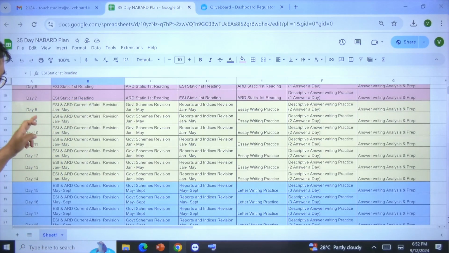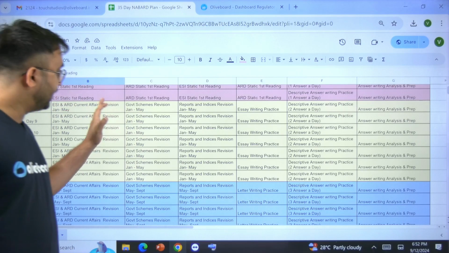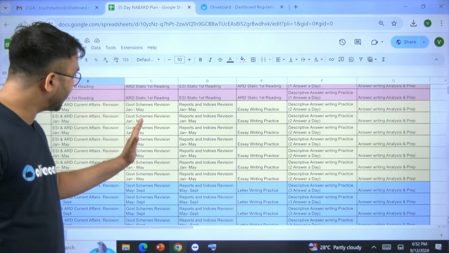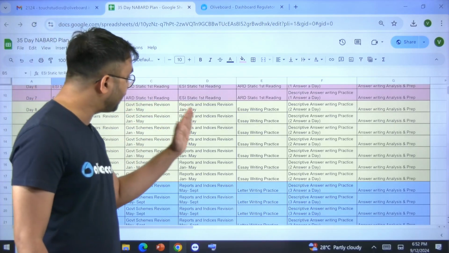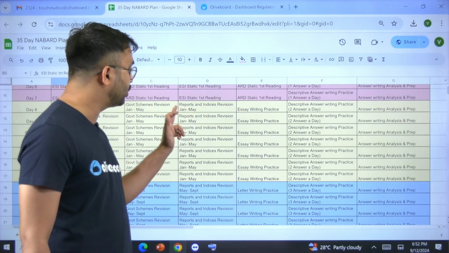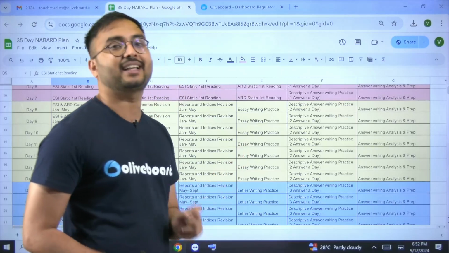So we will be covering current affairs from January to May for ESI and ARD current affairs revision. In the morning first shift, in morning second shift, you will be doing government schemes revision for January to May. Then in afternoon, you will be doing reports and indices revision for January to May. And then afternoon second part, you will also be doing essay writing practice.